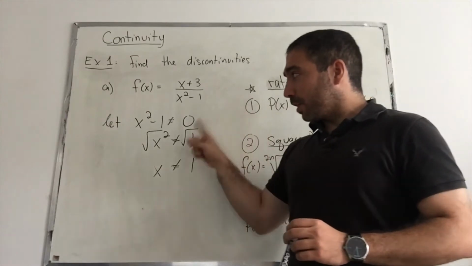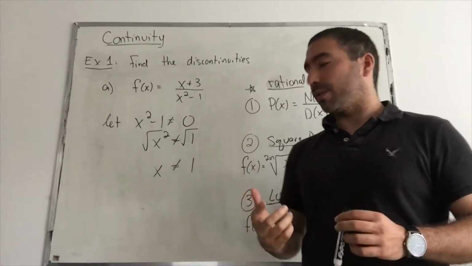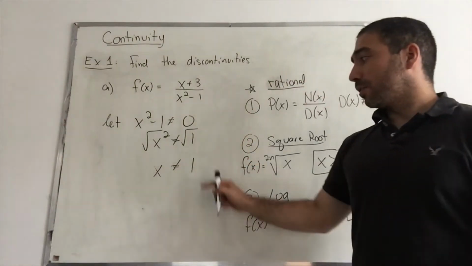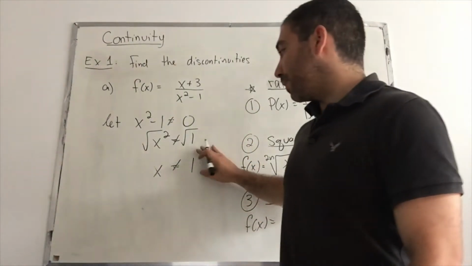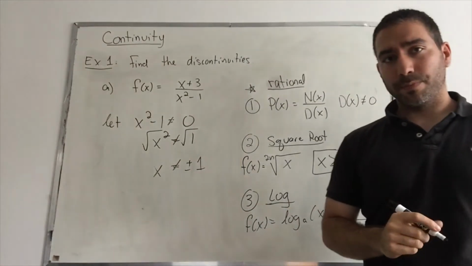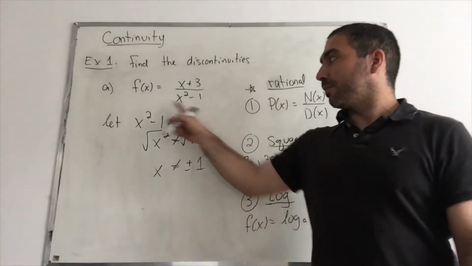Because if you're going to solve it this way, it's fine. Just you have to remember that whenever you're taking the square root of a value, there's two answers. There's not one. The answer is x cannot be, this is important to remember, plus minus 1. So there's two values. So this is why I avoid solving it this way.